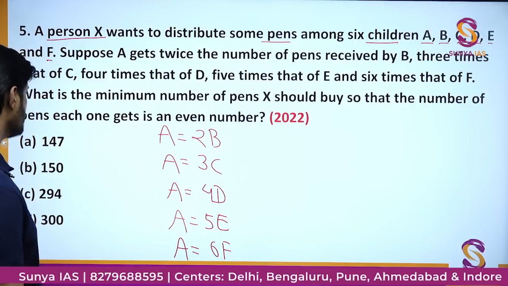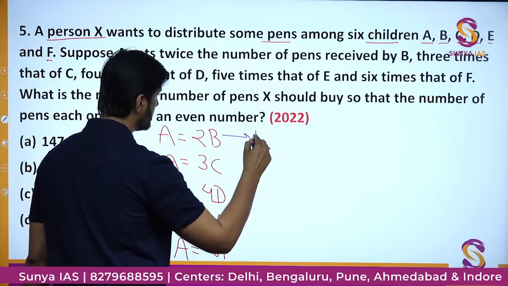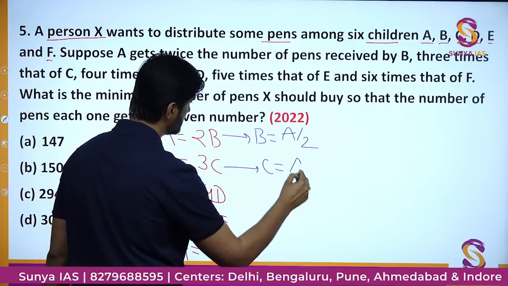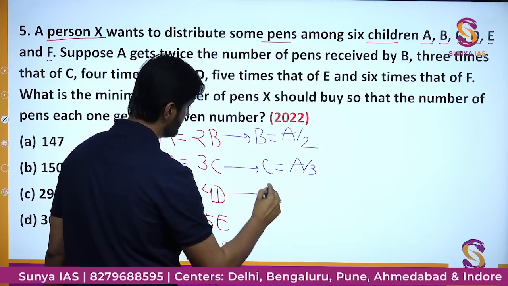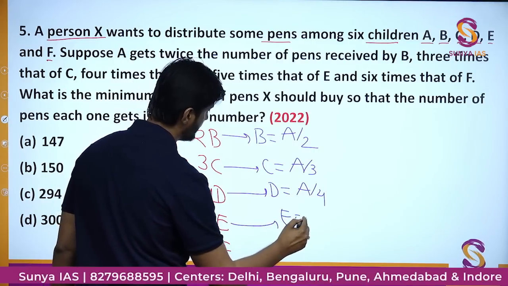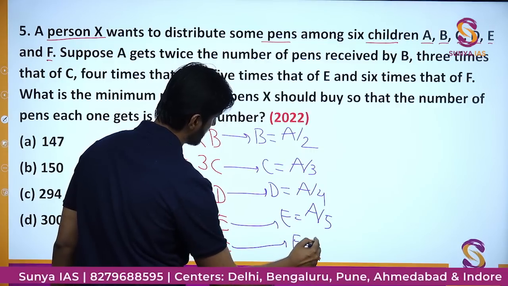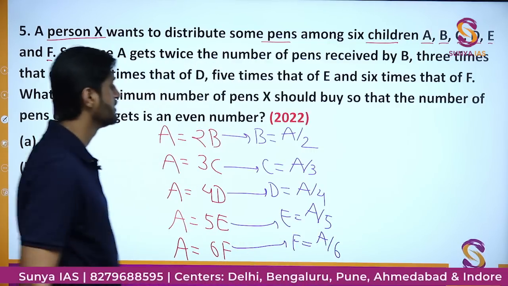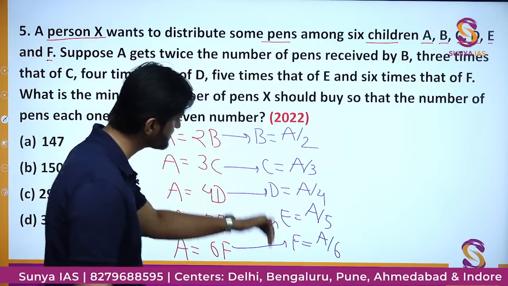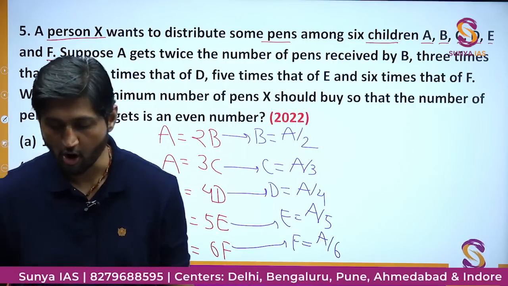Okay. You can also rewrite this particular equation in the form of B is nothing but A by 2. C is nothing but A by 3, D is nothing but A by 4, similarly A by 5 and A by 6. Okay, so what I'm doing here is that I'm converting all of these values in terms of A, so that all are almost similar.